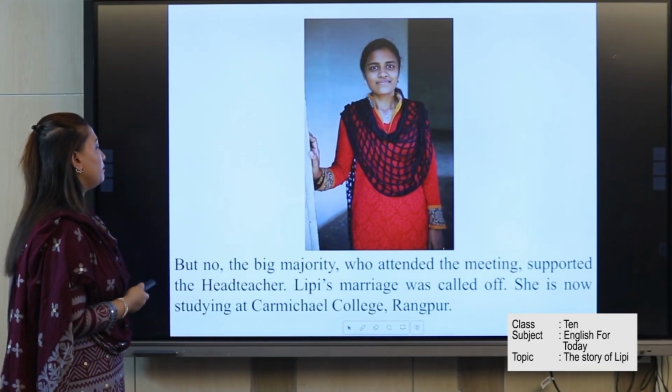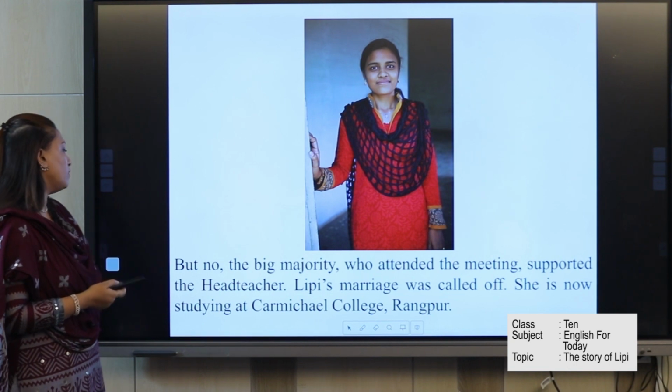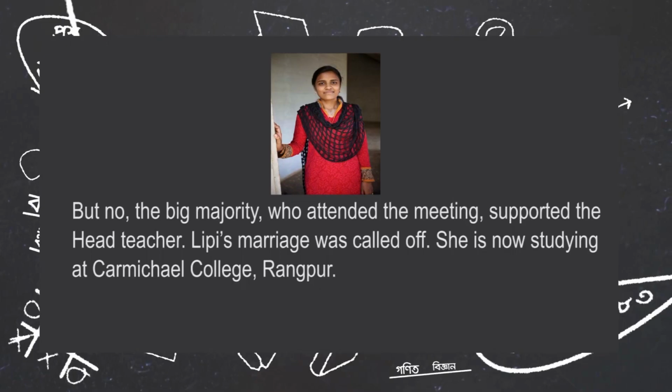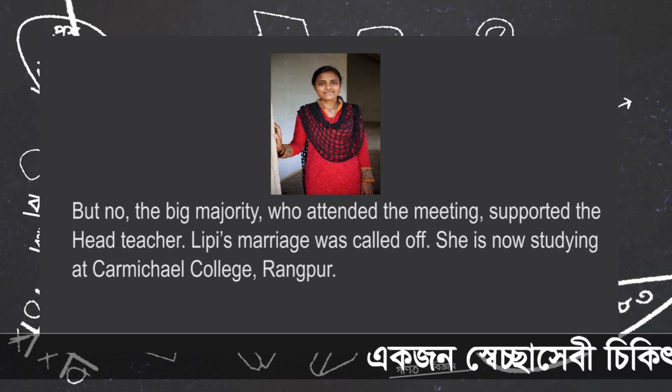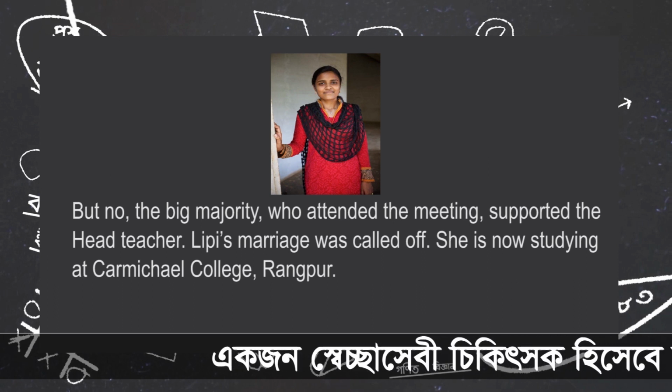But no, the big majority who attended the meeting supported the head teacher. Lipi's marriage was called off. She is now studying at Carmichael College, Rangpur. So everyone decided that Lipi will not get married to Taramia. So Lipi will stay at home and she will continue her study.